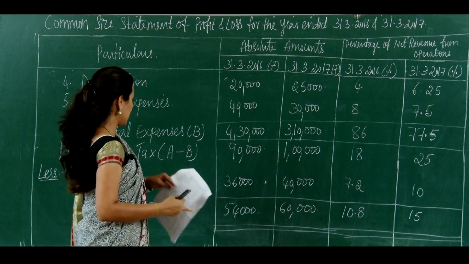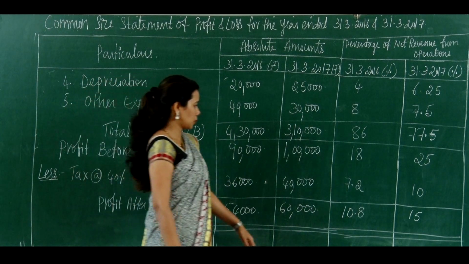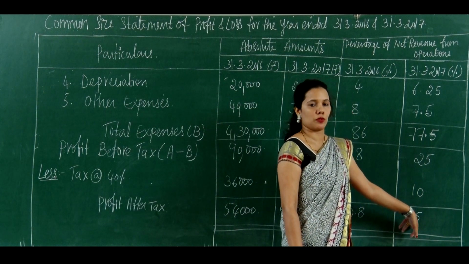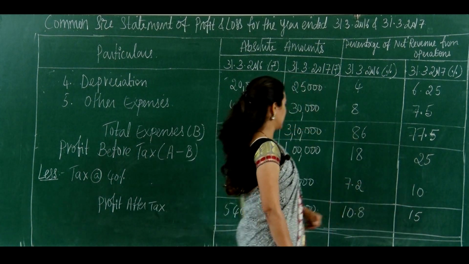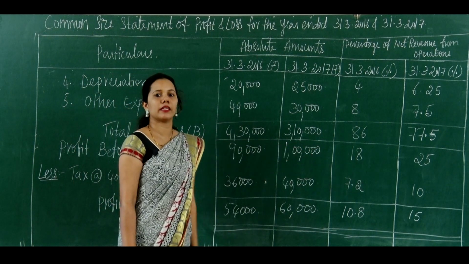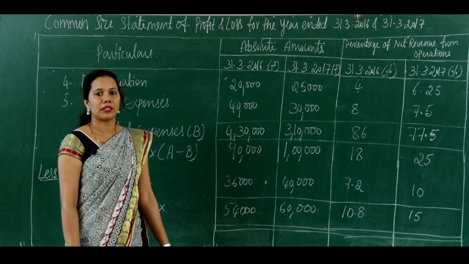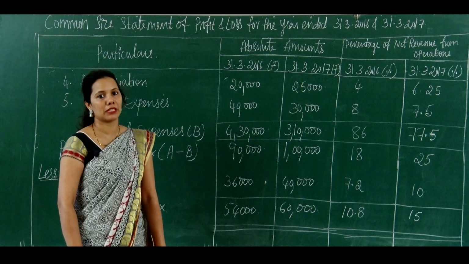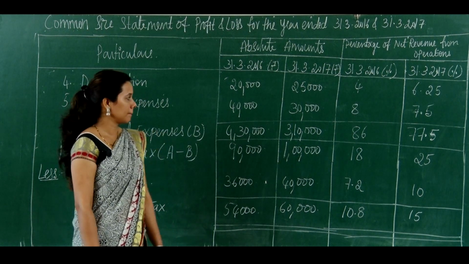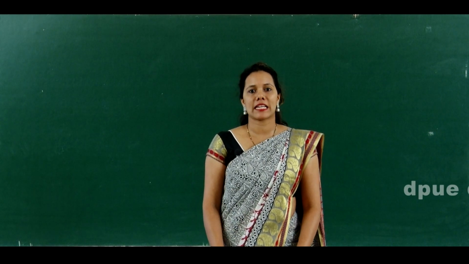So, you can compare the performance of a company, specifically the profit of 2016 and 17. In 2016 it was 10.8 percentage and this year it is 15 percentage. The profit of the business increased. Then here profit before tax: earlier it was 18 percentage and this year it is 25 percentage. So, in this way you can compare companies' financial position, the performance, profitability as well as the efficiency of the business.